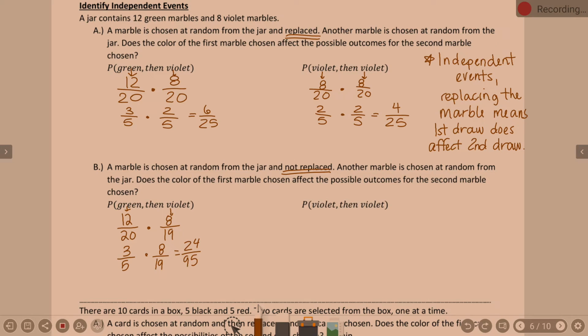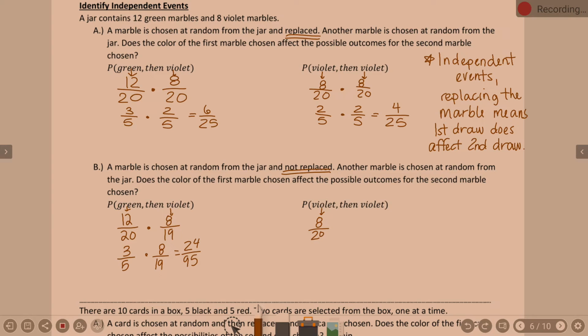What about violet then violet? How does this change things up? So what's the probability of drawing the first violet? We're restarting the problem, a fresh problem, so 8 out of 20. We're back to having all 20 marbles. And then 7 over 19. And then what do we assume? The first probability was of drawing a violet.